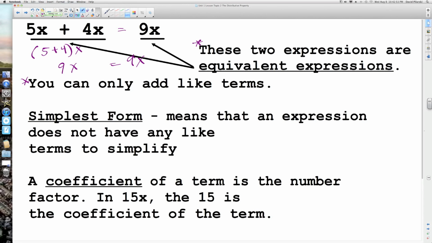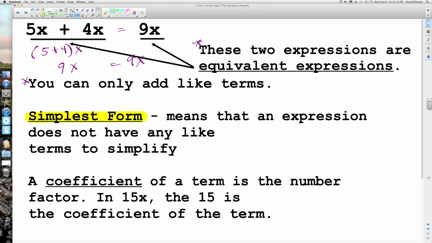Here's a very good word to learn right here. Simplest form. That phrase, that's a good word to learn. Understand what it means. It means that an expression does not have any like terms to be simplified.